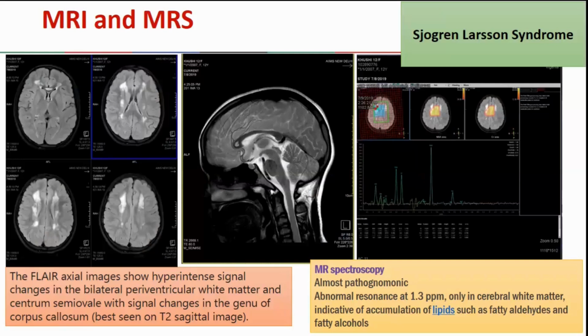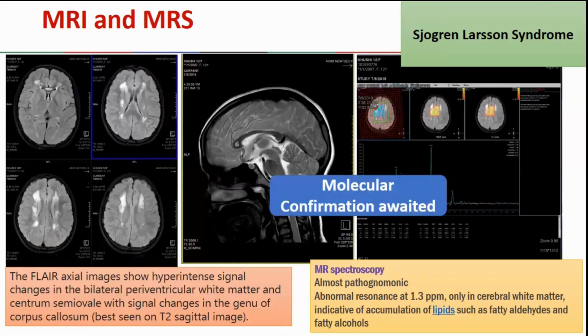So this was a case of Sjogren-Larsen syndrome, and molecular confirmation was sent. I forgot to check, but probably this was molecularly confirmed also. So here, very, very typical phenotype, the skin changes. So you have to look at the other changes other than the neurological examination to find out whether it can give you a clue for diagnosis.